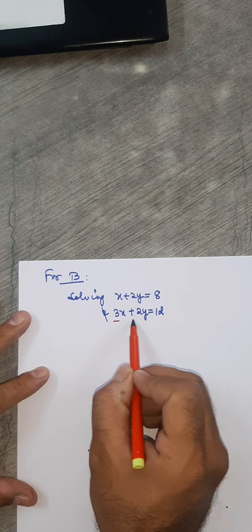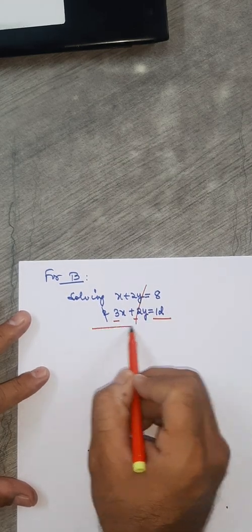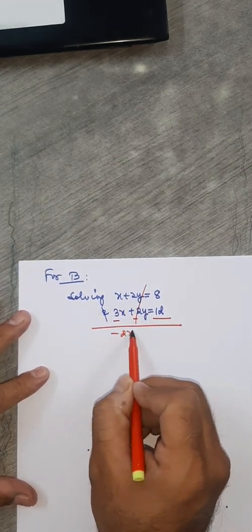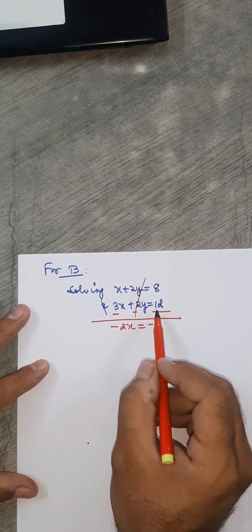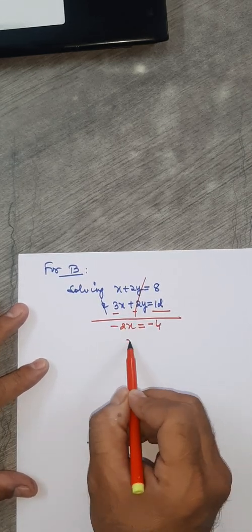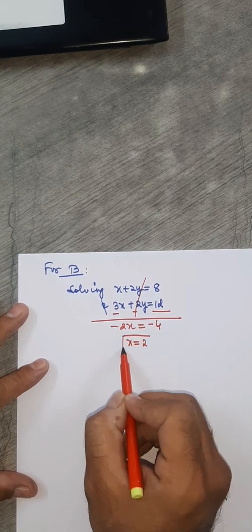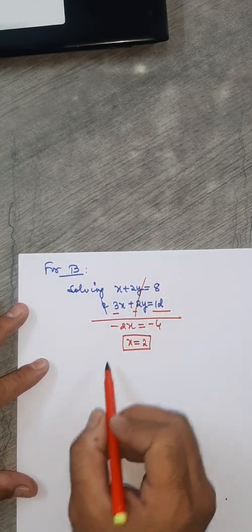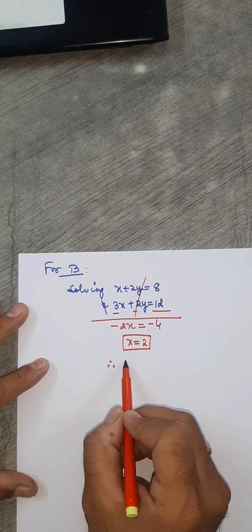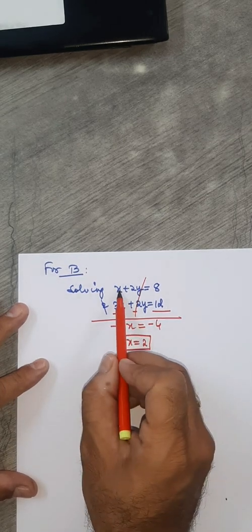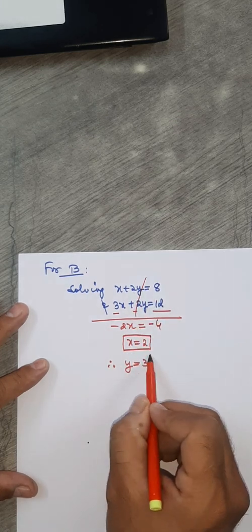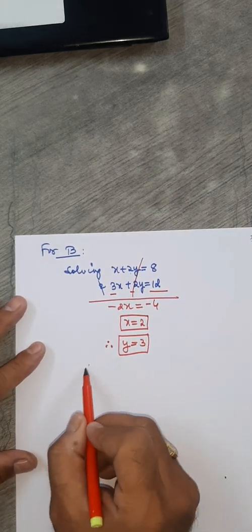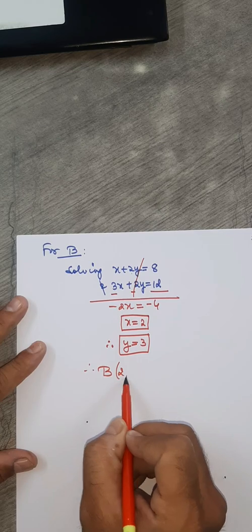So let's put the minus sign here. So this will get cancelled. So I'll get minus 2x equals to how much? Minus 4 here. So x is 2. If x is 2, put in any one of these two equations. Therefore y equals to, if I put 2 here, then 8 minus 2, 6. So y is 3. So the coordinates of the corner point B will be 2, 3.